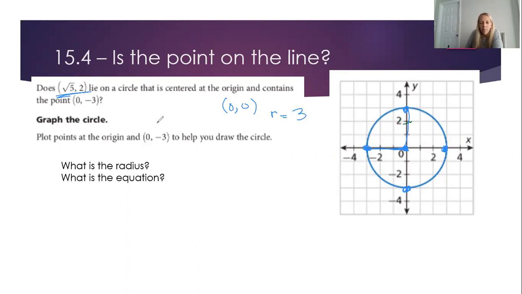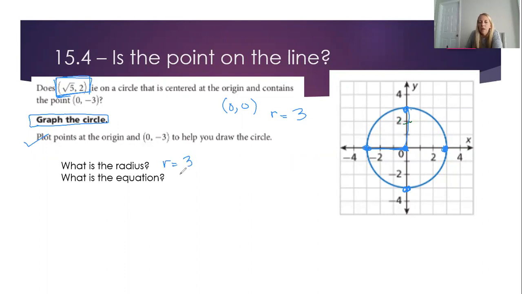All right, so this tells you what we did first. We graphed the circle, okay? So that's what we just described. Plot the point at the origin and this point, and then find the other 3 points. Because you know the radius is 3, we have our circle. All right, back to the question. Does this lie on the circle? Well, remember we determined our radius is 3.